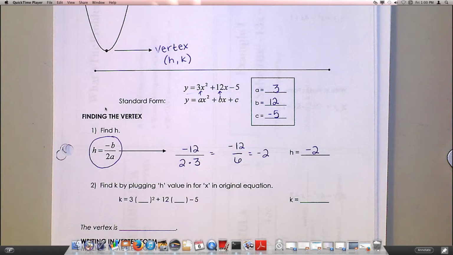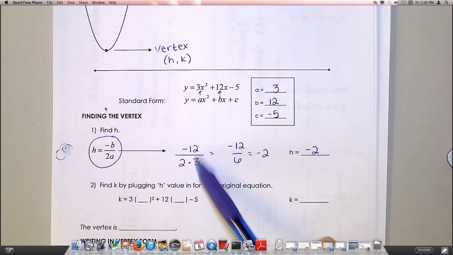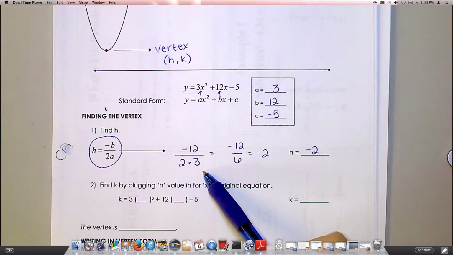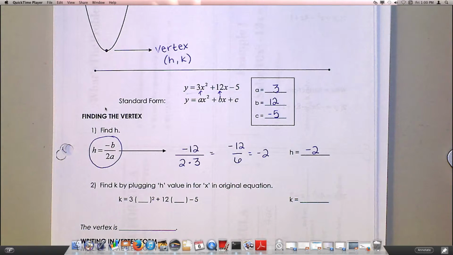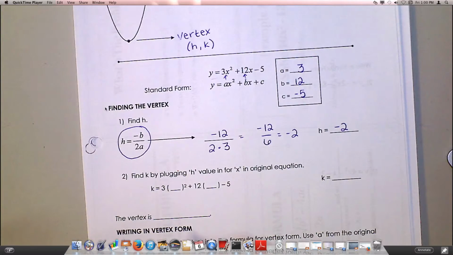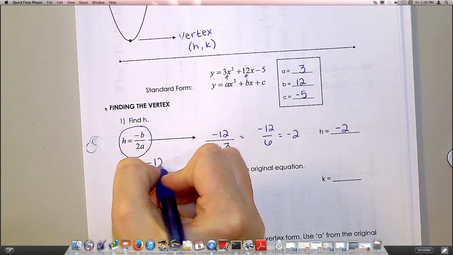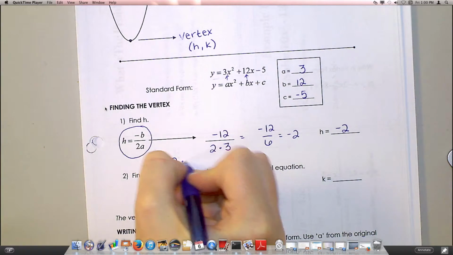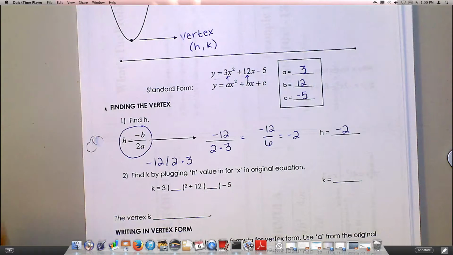The one thing you want to watch out for is this one is pretty easy to do in your head. Negative 12 divided by 2 times 3. Hopefully you did it in your head and were able to come up with negative 2. But you're going to get ones that are bigger numbers or decimals, that you won't be able to do in your head, and you're going to want to type them in your calculator, which is totally fine, except I want you to try typing this in. Negative 12 divided by 2 times 3. Type that in right now.